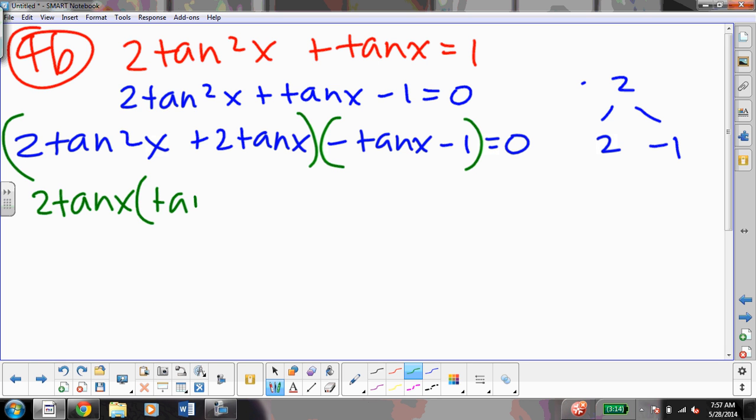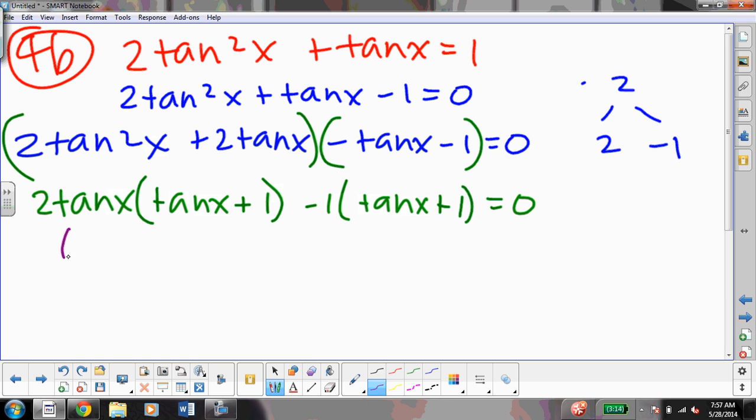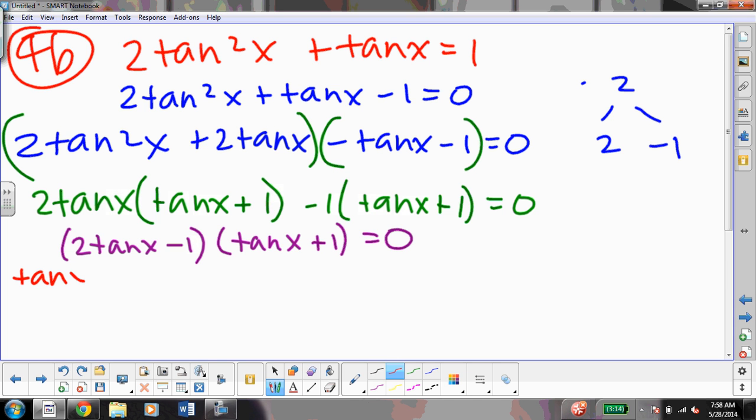Pull out a 2 tangent of x from the first group. Pull out a negative 1 from the second group. My two factors are 2 times the tangent of x minus 1 and the tangent of x plus 1. And now I will create my two equations. Tangent of x equals 1/2. And the tangent of x equals -1.